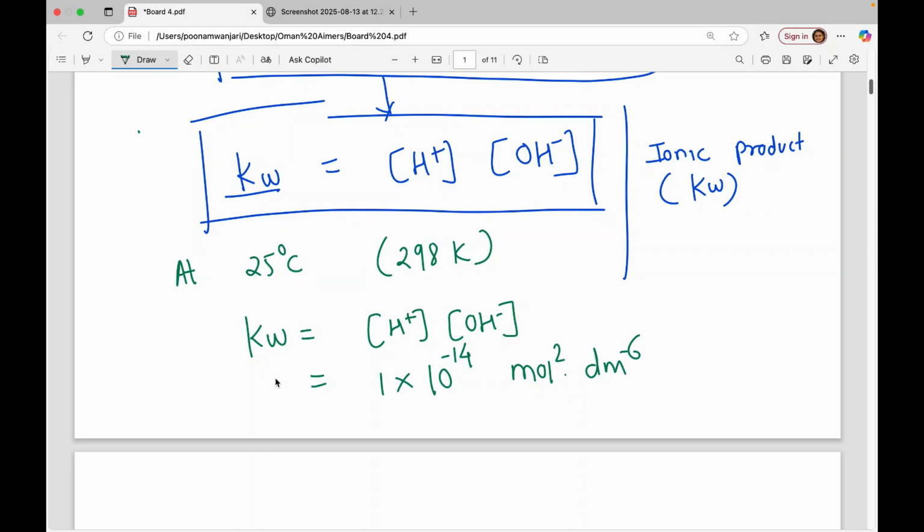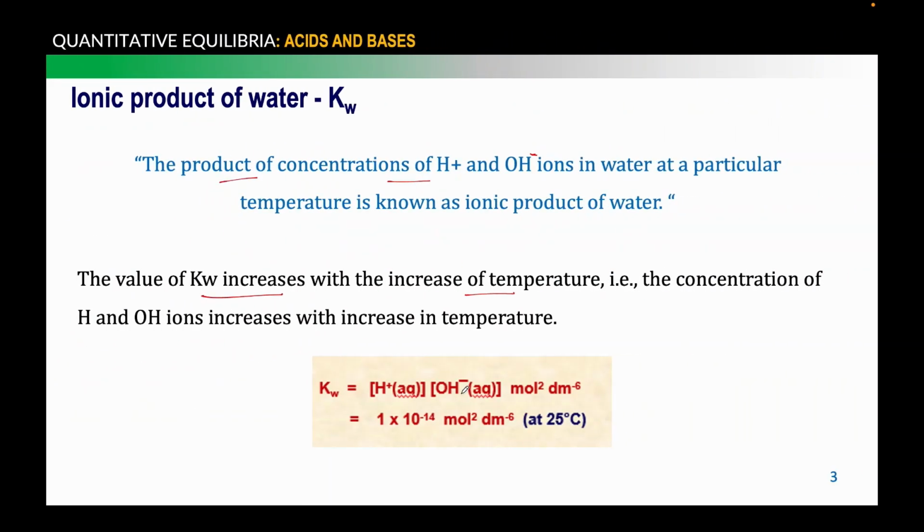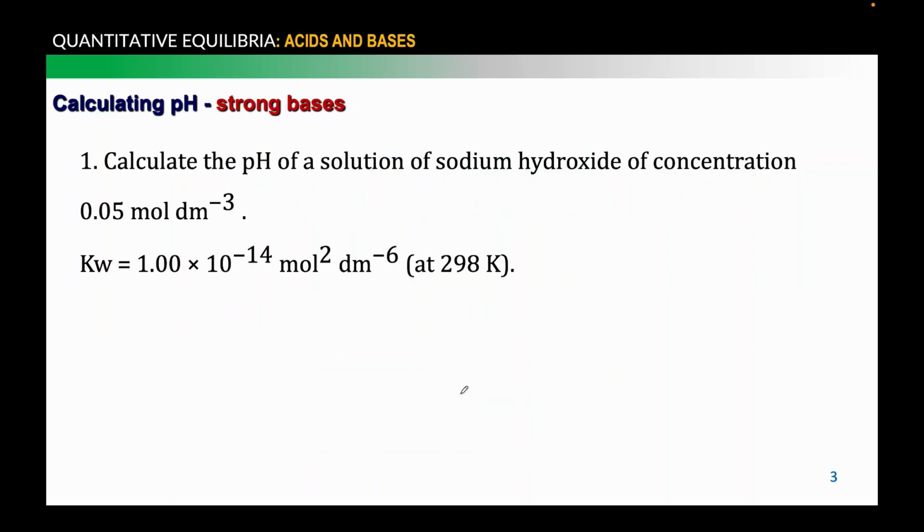In maximum problems, you will find this value is given numerically, and if it is not given, you have to consider that the value of ionic product is at 25 degrees Celsius and it is equal to 1 into 10 to the power minus 14. Now we will solve some problems regarding this. So student, we can note down this problem.